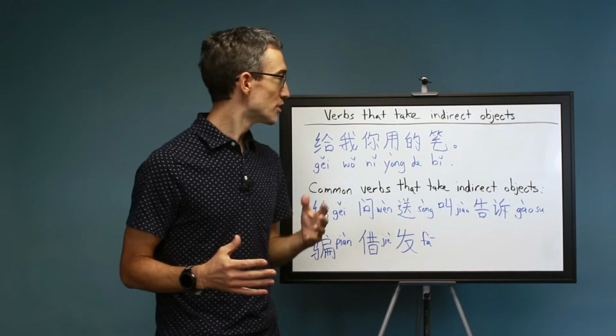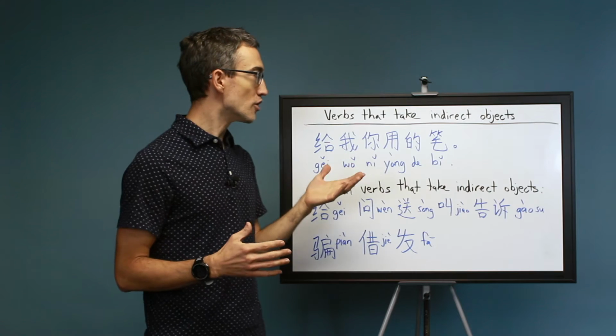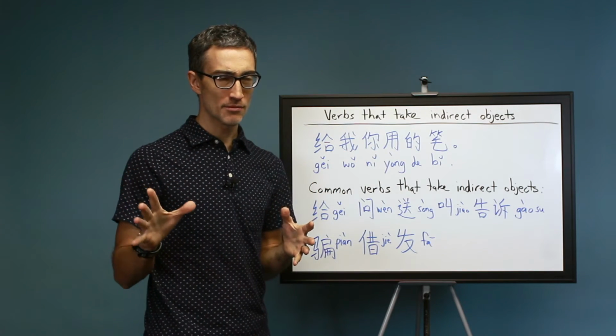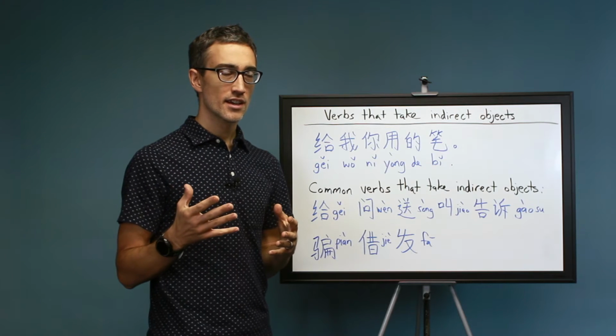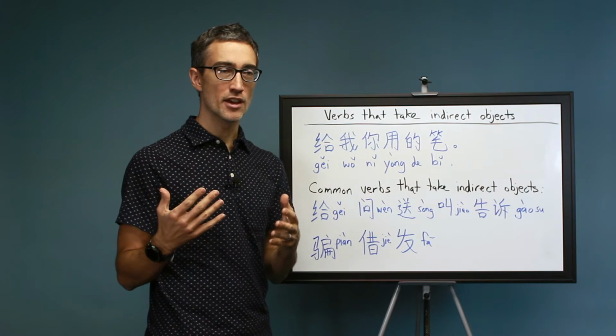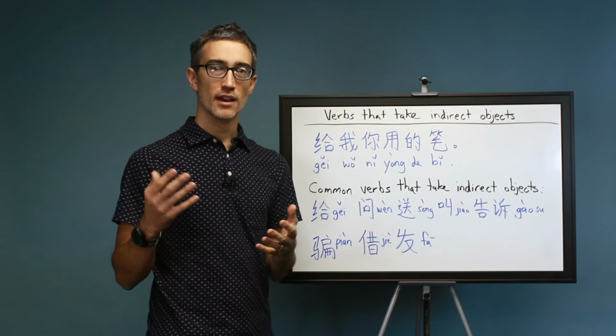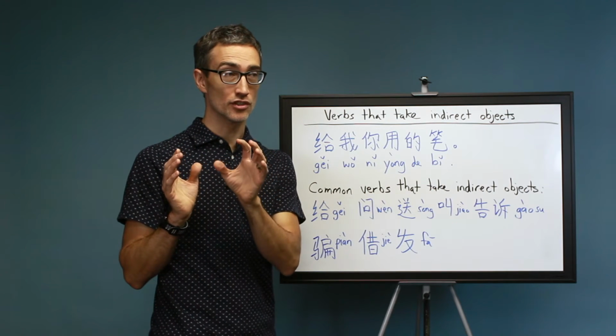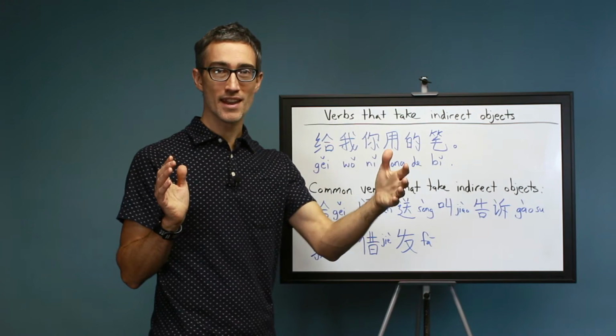Hey, in this segment, we're going to talk about verbs that take indirect objects. So let's go back a second and talk about what indirect objects are. In the sentence, I gave him a pen. Gave who a pen? I gave him. That's the indirect object. The direct object is pen.